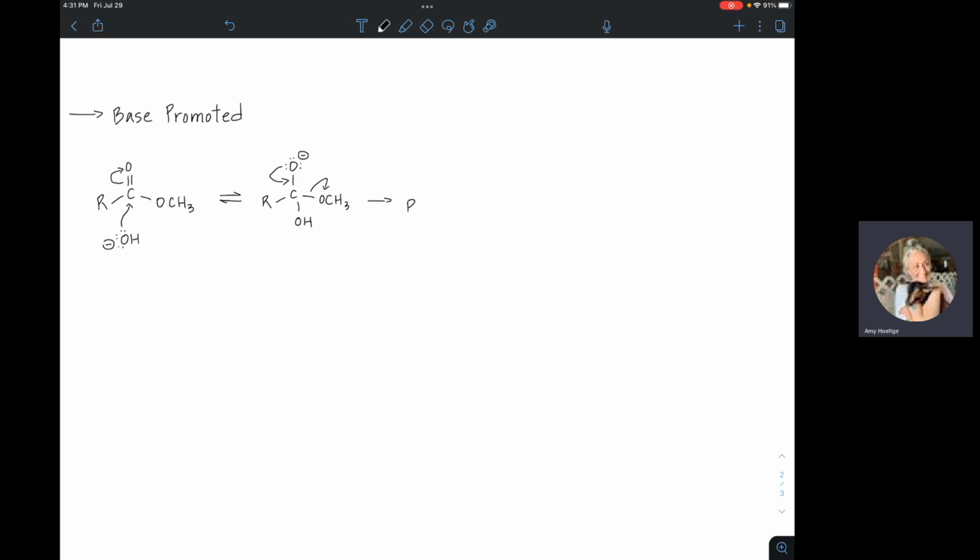We end up with our carbonyl back again. And I'm going to draw this just a little bit more suggestively because obviously we're going to be taking that hydrogen away. We have kicked off methoxide, right? Very quickly, it's going to deprotonate your carboxylic acid.